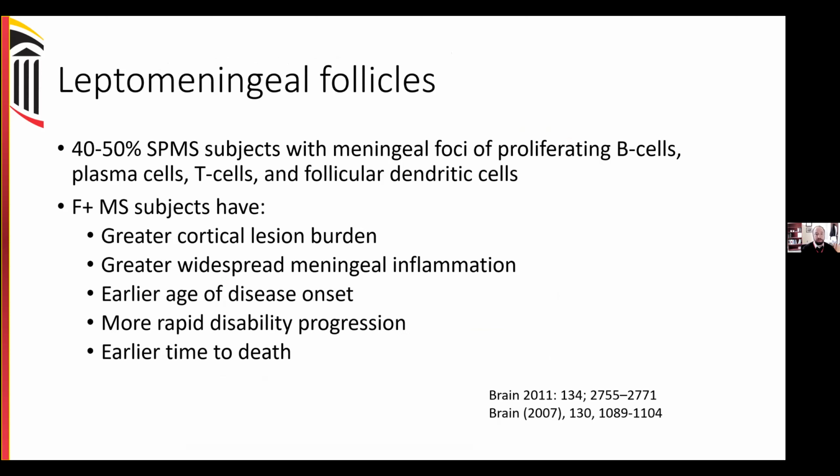multiple sclerosis. And those subjects who have that sign of a follicle on their meningeal histopathology, if you take a look at those patients in their lifetime and or their autopsy, you find that they have a greater cortical lesion burden. They have a more widespread distribution of meningeal inflammation. Those patients had an earlier age of disease onset. They had more rapid disability progression and an earlier time to death. So really just a more aggressive and progressive form of MS associated with these meningeal follicles.